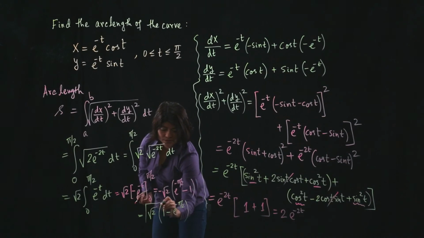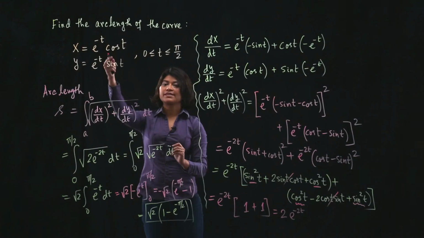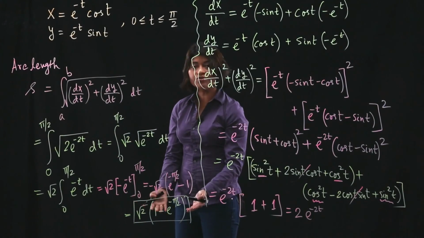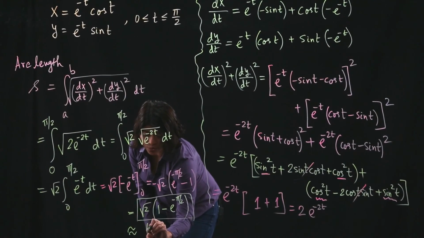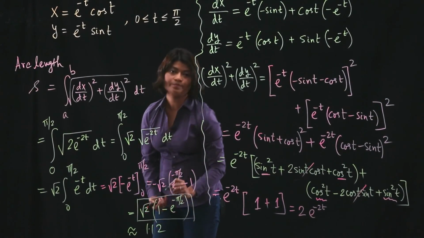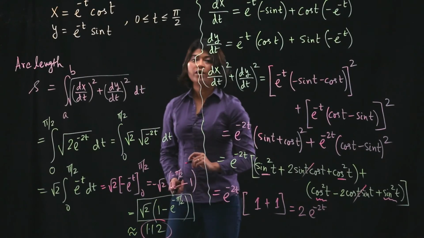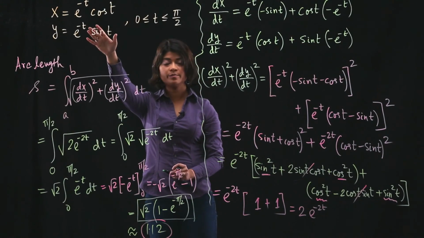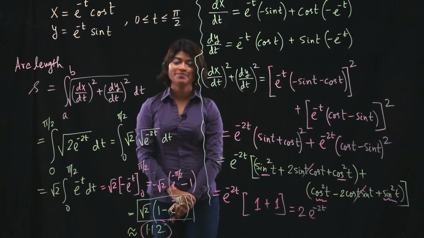So this is the arc length of the curve that's given by these parametric equations. If you want, you can use a graphing utility to see that this is almost 1.12. So 1.12 is the arc length of the curve given by this set of parametric equations inside 0 to pi over 2. Thank you.